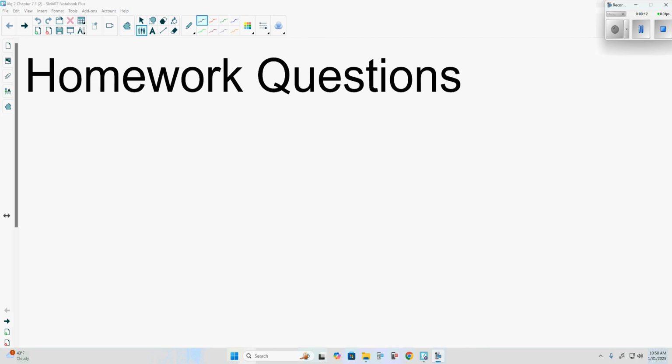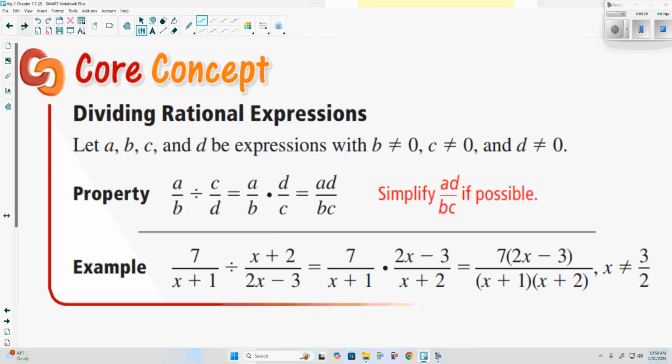So far we've had 7.1 and 7.3.1. What we're starting today is 7.3.2. 7.3.2 is going to be over our quotients, or dividing rational expressions. So with quotients, we're dividing two rational expressions.